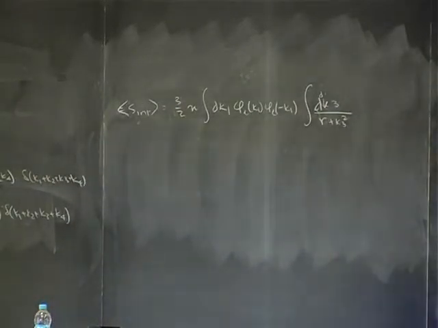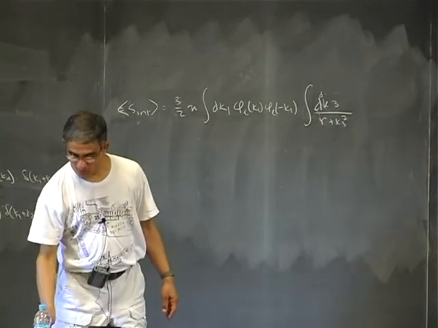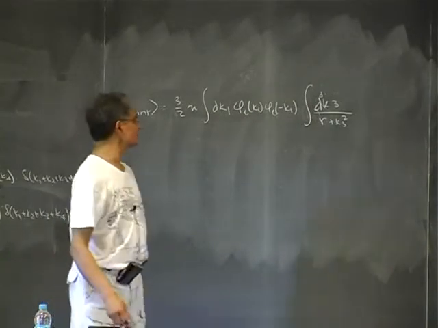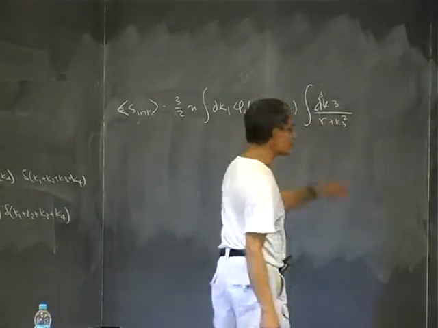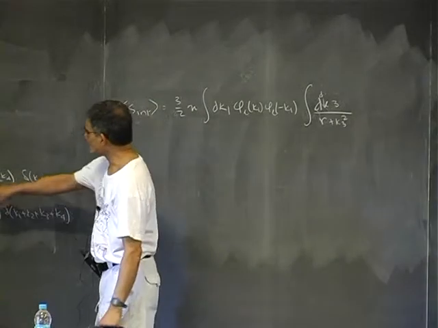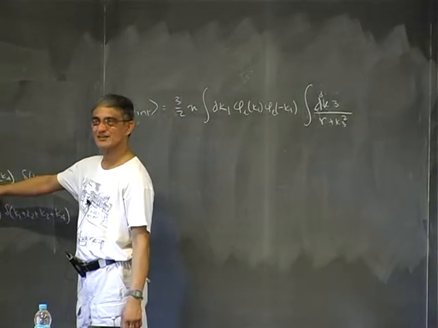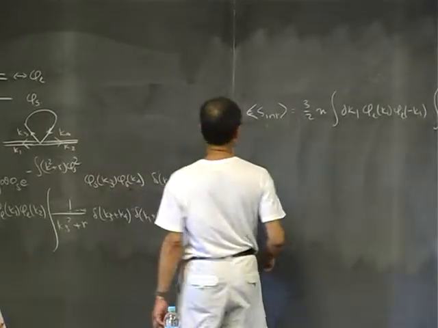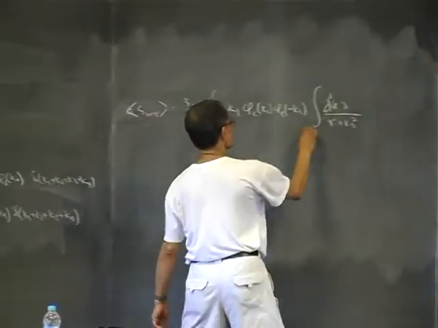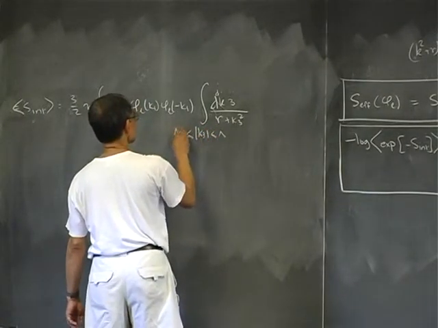Okay, so what do I do with this integral? What is the range of integration of K3? K3 was a momentum of one of the short modes, right? So K3 lies between lambda upon b and lambda.